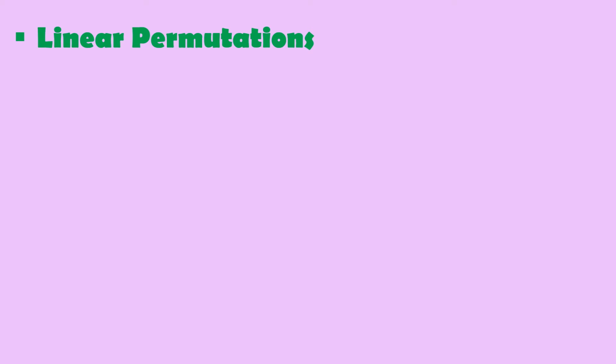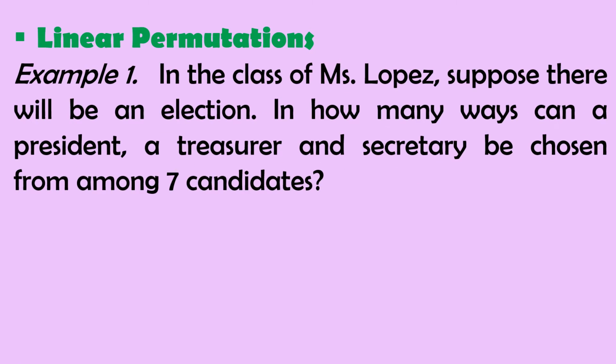First is the linear permutations. Example number 1, problem solving. In the class of Miss Lopez, suppose there will be an election. In how many ways can a president, a treasurer, and secretary be chosen among 7 candidates?